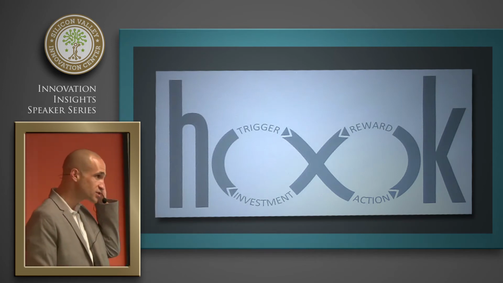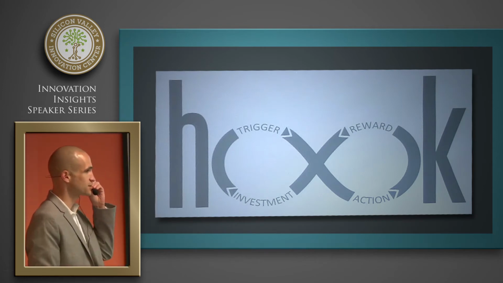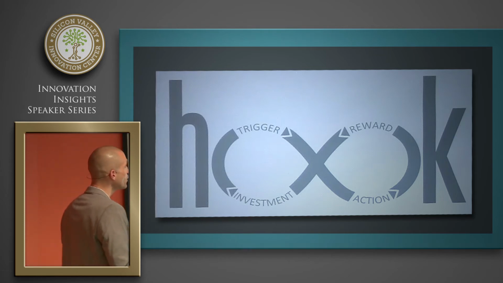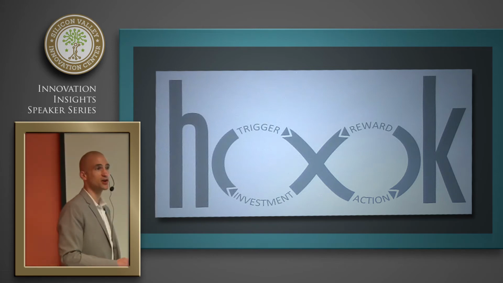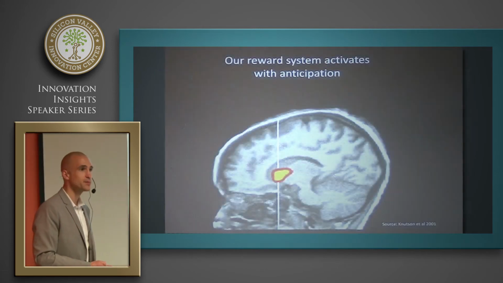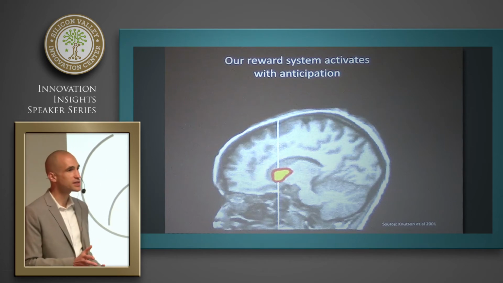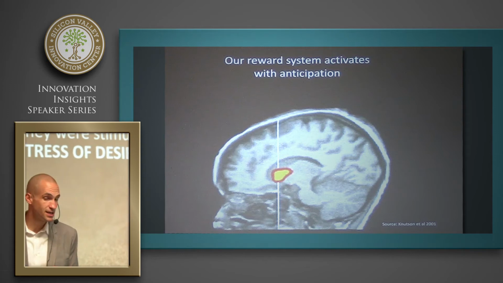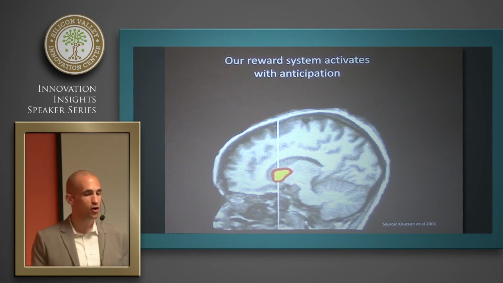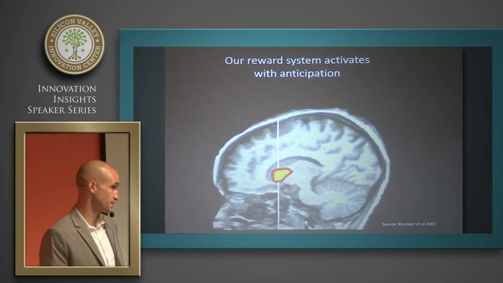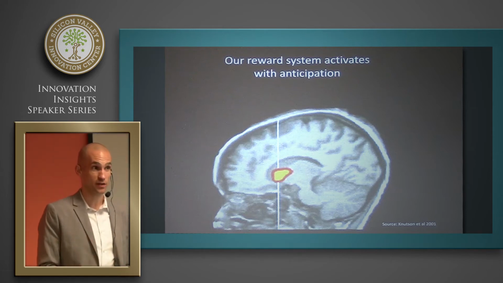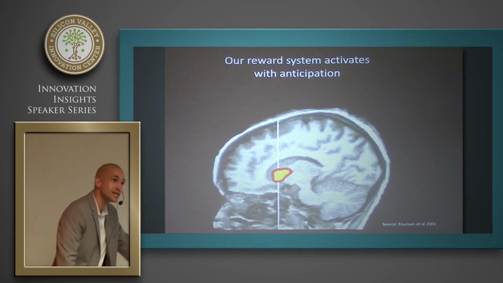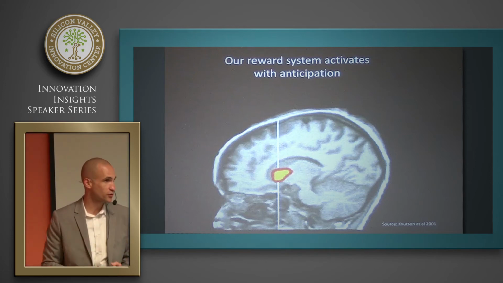The next step of the hook is the reward phase. The reward is where the user's itch is scratched, where they get what they came for. When we talk about reward, we have to start in the brain. And in particular, an area of the brain called the nucleus accumbens. The nucleus accumbens does not stimulate pleasure per se, but instead activates what we call the stress of desire. This wanting, this craving reflex, because it turns out the nucleus accumbens is most active in anticipation of a reward.